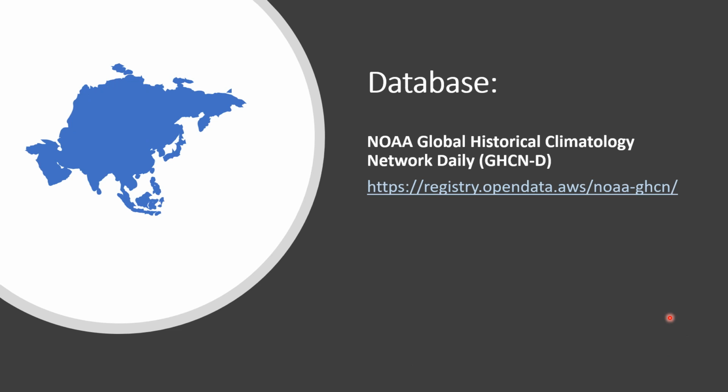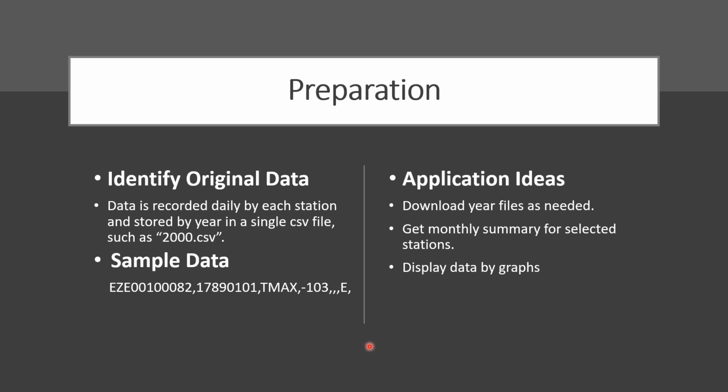We finally decided to use the database called NOAA Global Historical Climatology Network Daily. I will introduce the data sets on the next page. For our preparation, we first identified the original data. The data is recorded daily by each station and stored by year in a single CSV file, such as 2000.csv. It contains all the data collected daily from every station across the world. And here is an example.